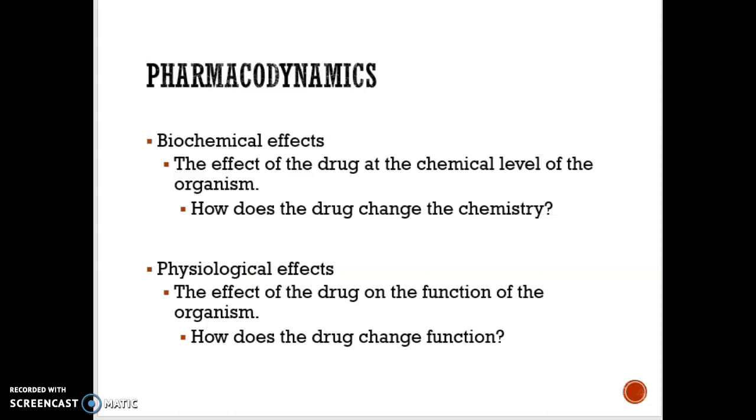Pharmacodynamics. There are two effects that we look at. I know in the beginning, last week, we talked briefly that we would study biochemical effects and physiological effects. So what's the difference? Well, the biochemical effect is the effect of the drug at the chemical level. So how does this drug change the chemistry? The physiological effect is the effect of the drug on the function of the organism. So how does this drug change function?